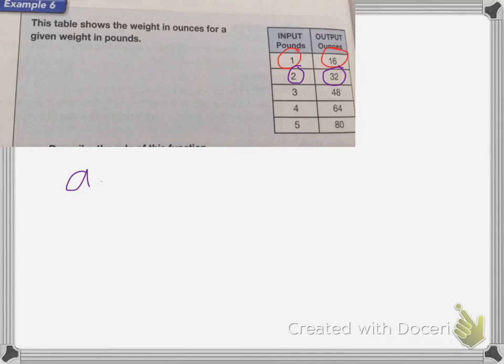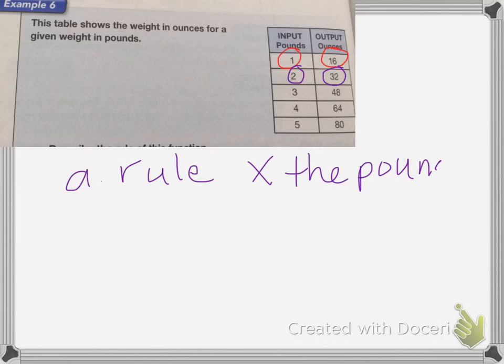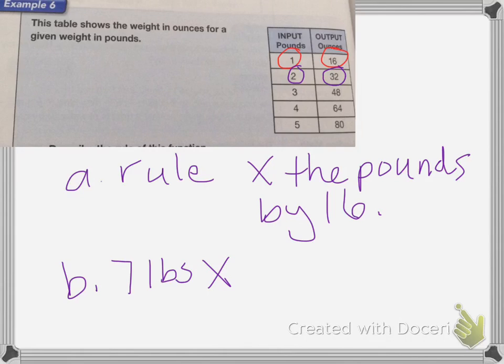So part A, the rule is that we're going to multiply the number of pounds by 16. That's the rule. Multiply by 16. On B, it asks you that Maddie weighed 7 pounds when she was born. Use that rule to figure out how many ounces she weighed. So if she weighed 7 pounds, I'm going to multiply that by 16 to figure out how many ounces she weighed. So she weighed a total of 112 ounces at birth.